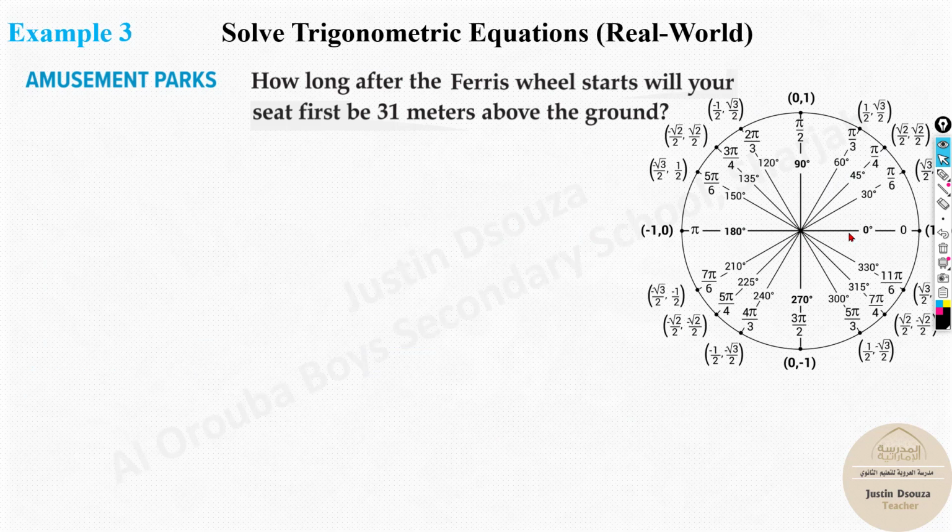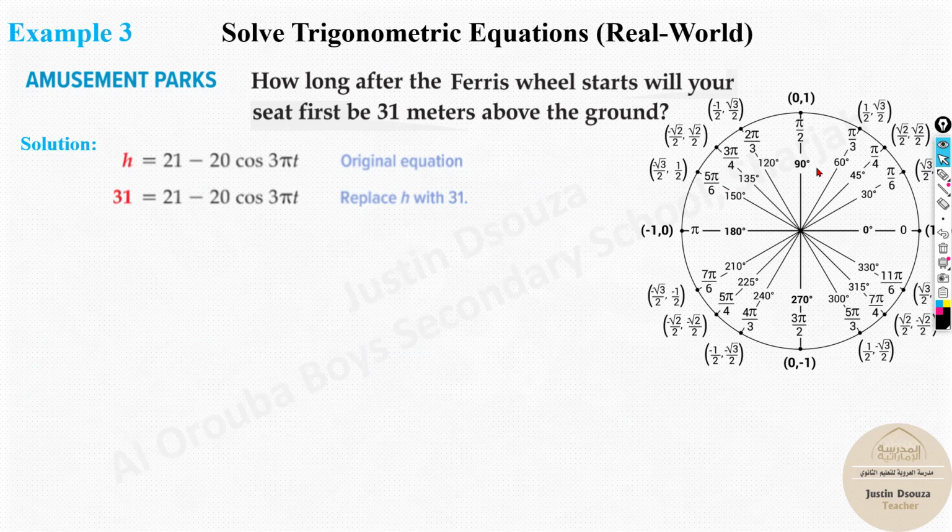So it keeps on going. Now if you start at 0, how long will it take your seat to become 31 meters above the ground? Like how it starts over here, how long? So we need to write the original equation, which is this equation. Let's just refer to that equation, then we will solve.